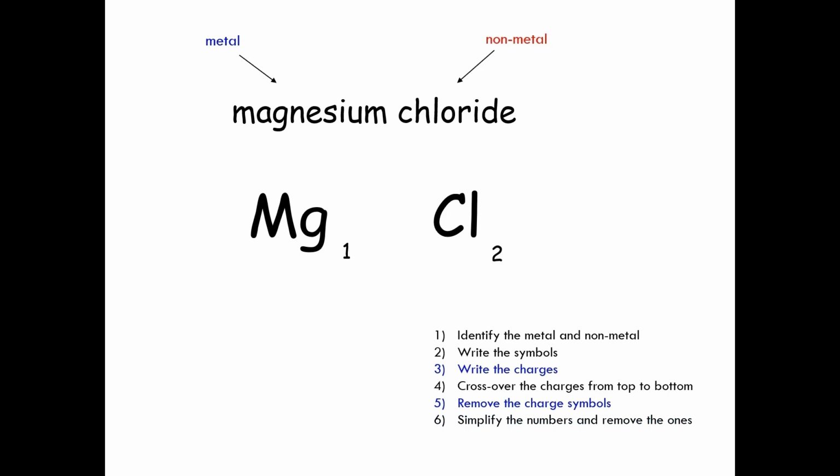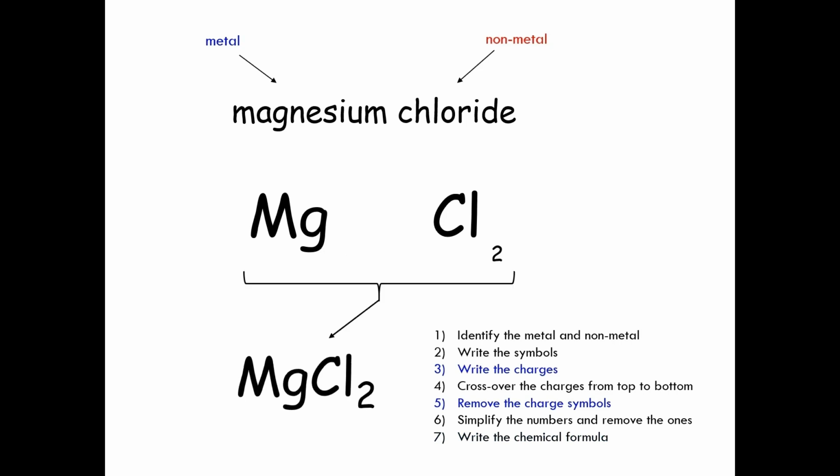We can't simplify these numbers any further, but there is a 1 at the base of magnesium that we can remove. Now write the chemical formula. Take what's remaining and put it together.